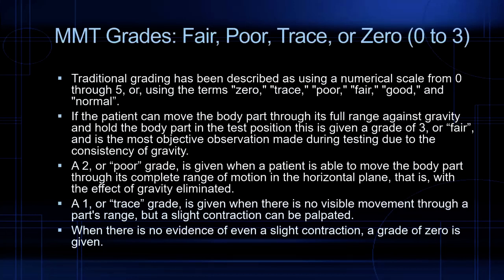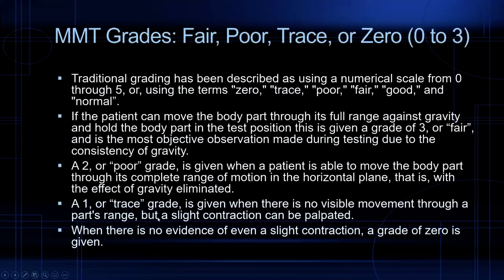Now, if a patient cannot move through gravity in the full range, you place them in the gravity eliminated position. Now, a 2, or a grade of poor, or P, is given when the patient's able to move that body part through its complete range of motion, gravity eliminated. Okay, that would be in the plane that's horizontal to the muscle. And so 2 is a little subjective, huh? Because you have to know what that full range is, but you're eyeballing it, right? Is it full? I don't know. You're not going to pull out a goniometer, but you're going to eyeball it. So there is a little bit of subjectivity person to person there, okay?